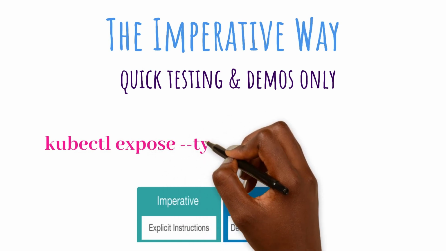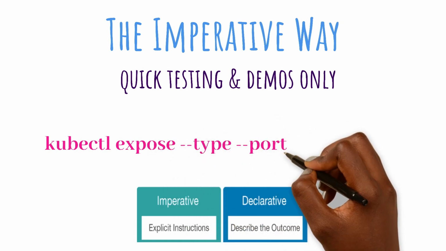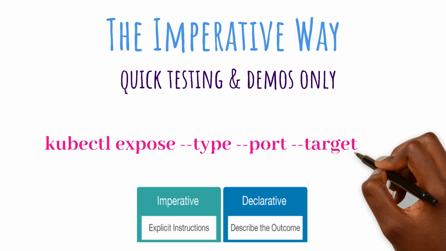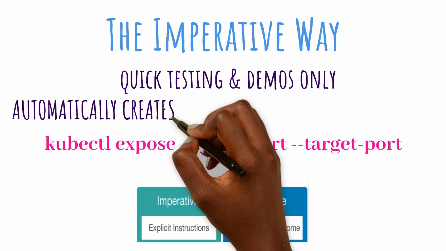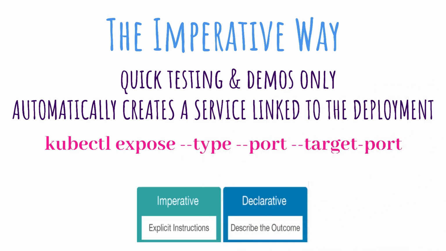You simply tell it which deployment to expose, what type of service to create, and which ports to map. The command line tool will then automatically create a service resource that links to your deployment based on the labels and selectors. We will walk through this exact command in today's homework, solidifying your understanding of how services work in practice.